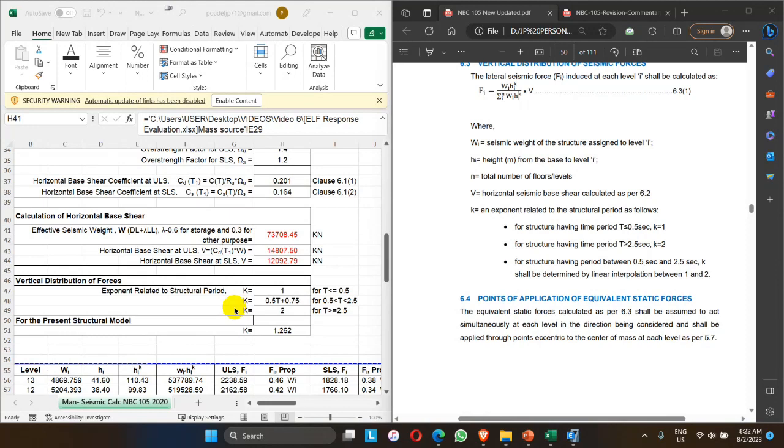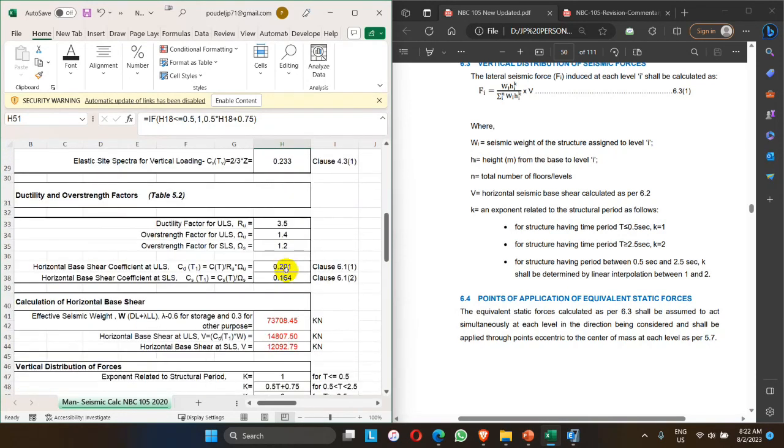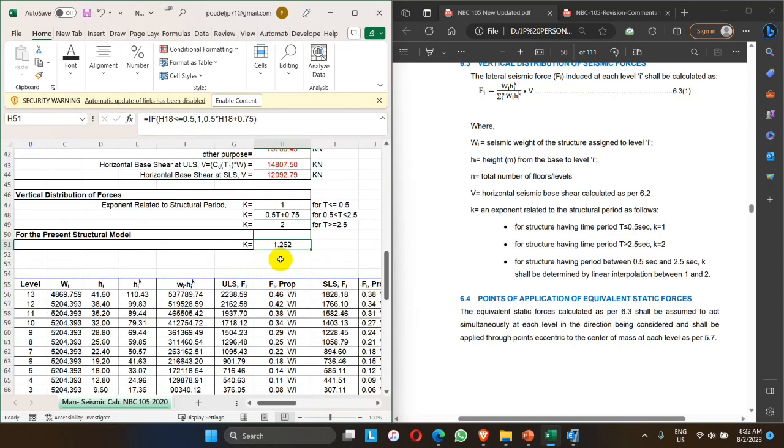So, for example, our building is 13 story. Its time period falls between 0.5 and 2.5. Let me go to the empirical equation for the time period. So we got the time period of 1.024 second, and after the interpolation, the value of k is 1.262. So these values shall be applied to the model with the Bessier coefficient.